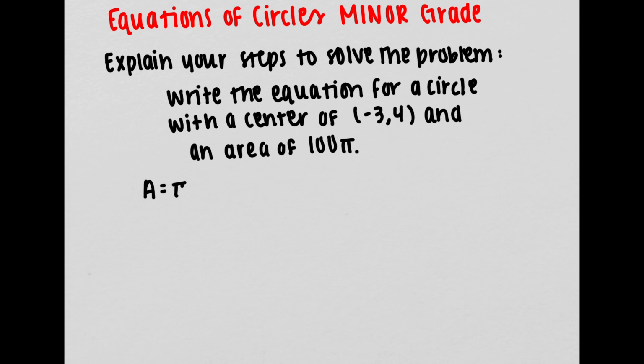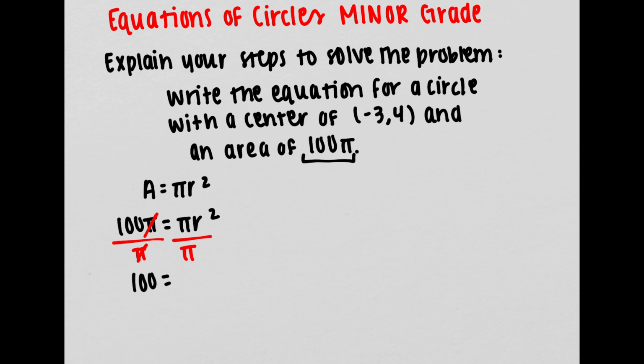So my area is equal to pi r squared. I know right now my area is 100 pi. So we've done these problems before. I want to solve for my radius, or my r squared. I'm going to divide both sides by pi because I want to get r squared by itself. When I do that on the left, my pi's cancel out, and I'm left with 100 is equal to. Same thing happens on the right. Pi's cancel out, and I get r squared. To get r by itself, I have to take the square root of both sides. So r is equal to the square root of 100, which is 10.